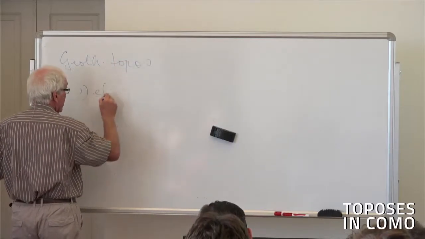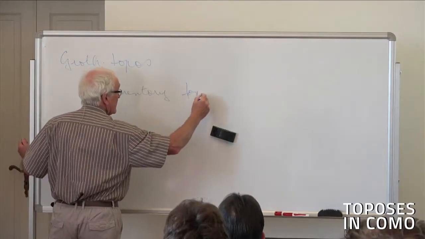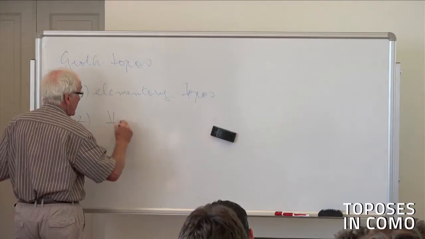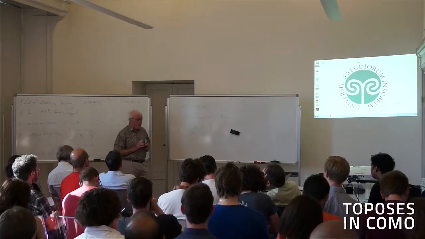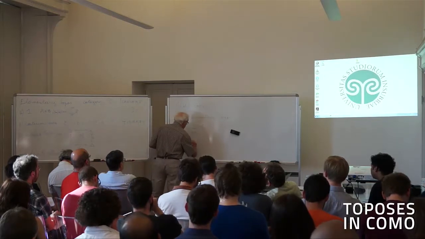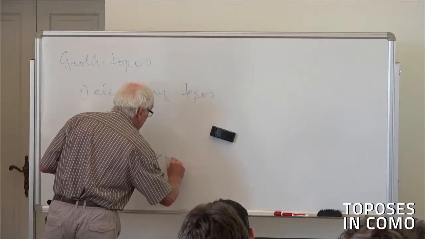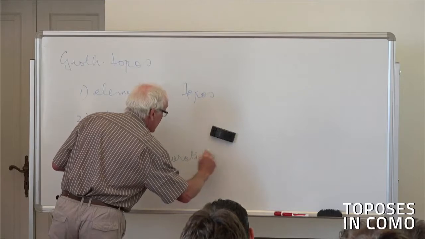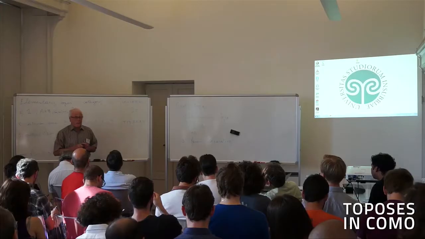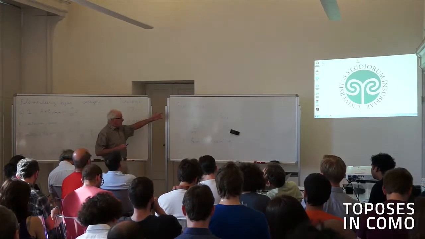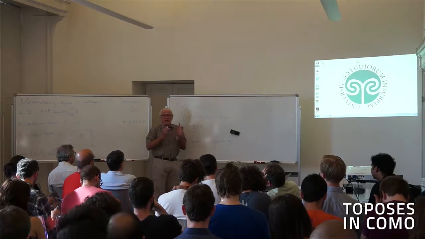It is first an elementary topos, where you can perform arbitrary coproducts, and third, you have a family, well, a separating family. As Laurent was calling them yesterday, separating, some people say a family of generators, no matter. A Grothendieck topos is exactly that. But if you do this, I has to be a set.